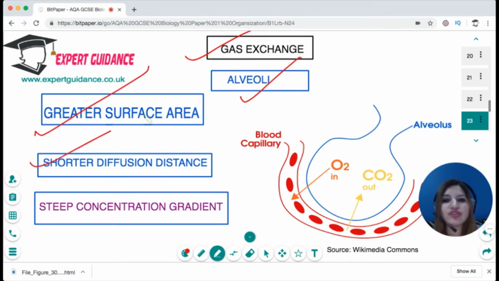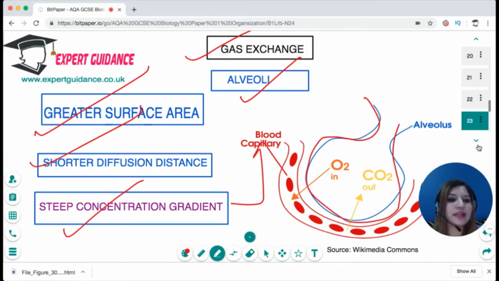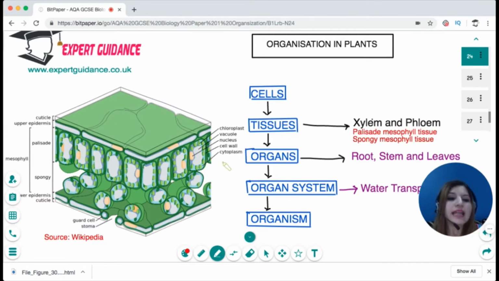They have a shorter diffusion distance by being one cell thick, and they maintain a steep concentration gradient by having a rich blood supply. By all these factors, alveoli have adapted themselves for efficient gas exchange. Now we have discussed organization in animals. Now let's discuss organization in plants.